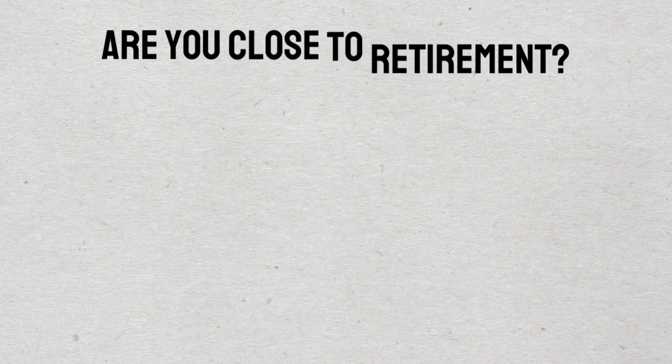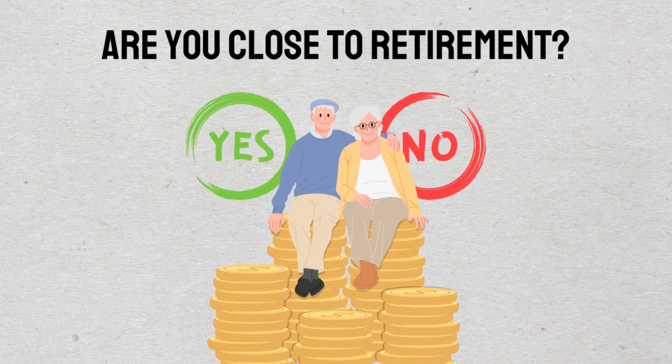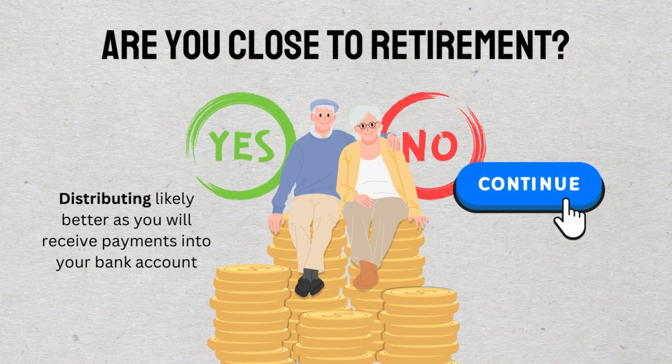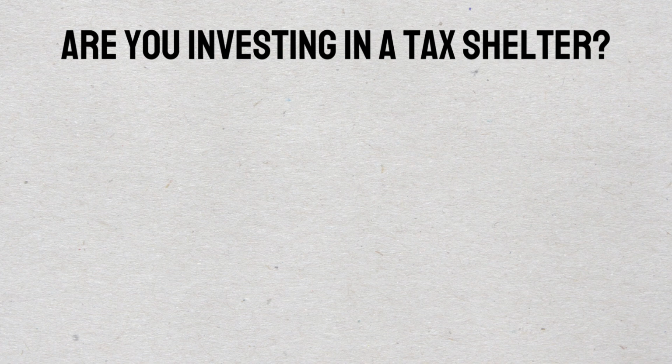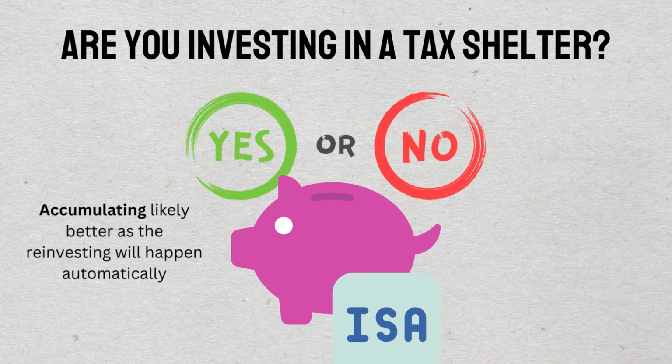Firstly, are you in or near retirement? So in other words, do you want to receive regular dividend payments that you can actually spend? If yes, then a distributing share class might be better. This means you'll receive the dividends automatically without having to sell any shares. If no, and you're just trying to grow your investment for the future, then you need to ask another question. And that is, are you investing in a tax-sheltered account like an ISA? If yes, then accumulating may be better, because dividends here will be automatically reinvested for you without you having to do anything.